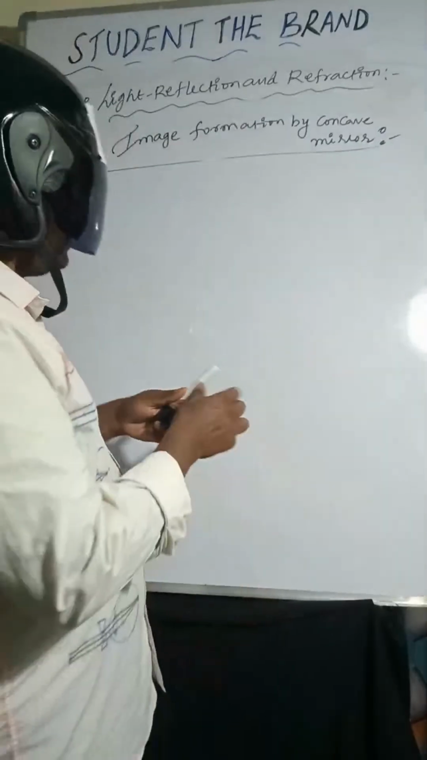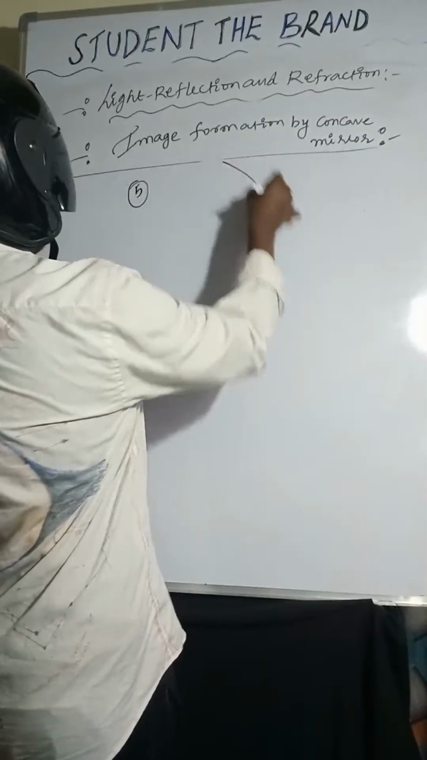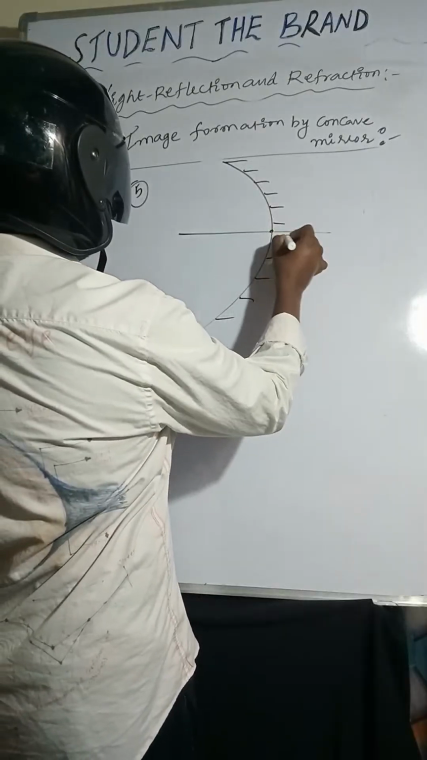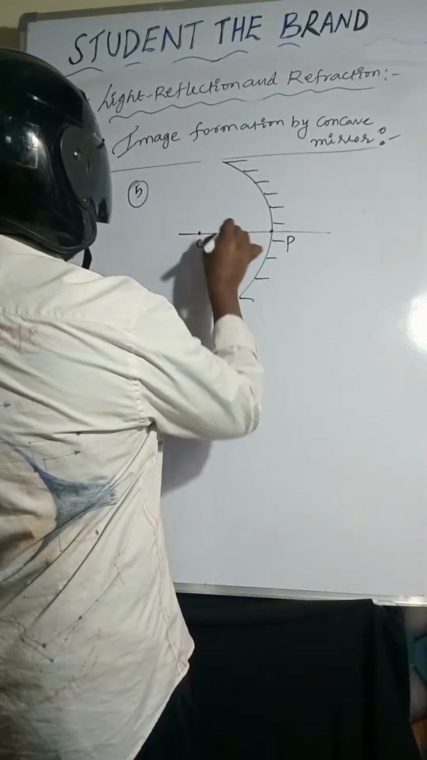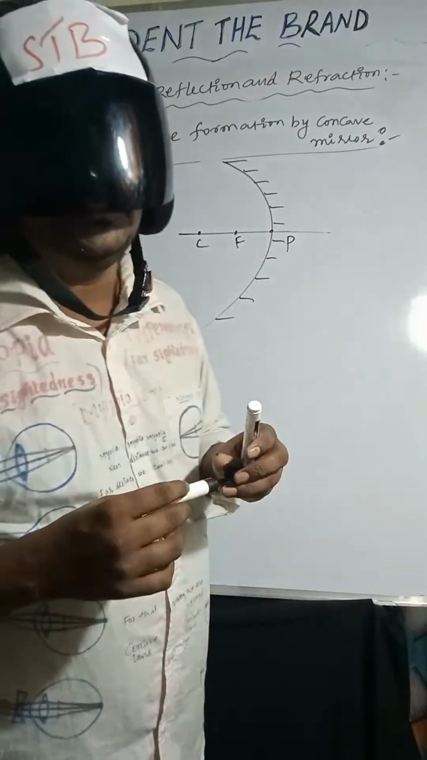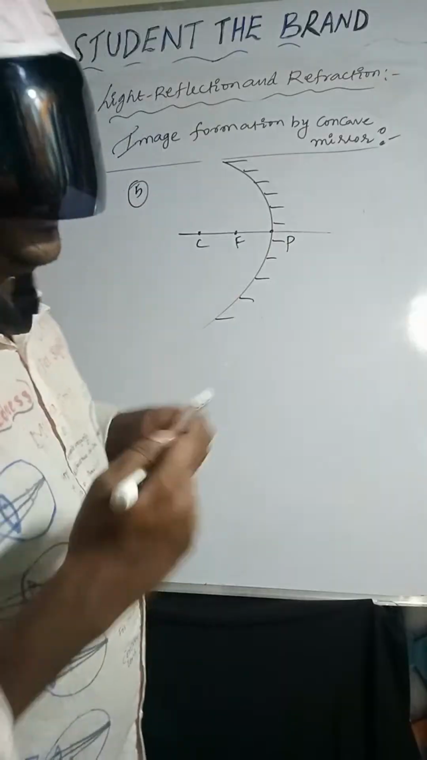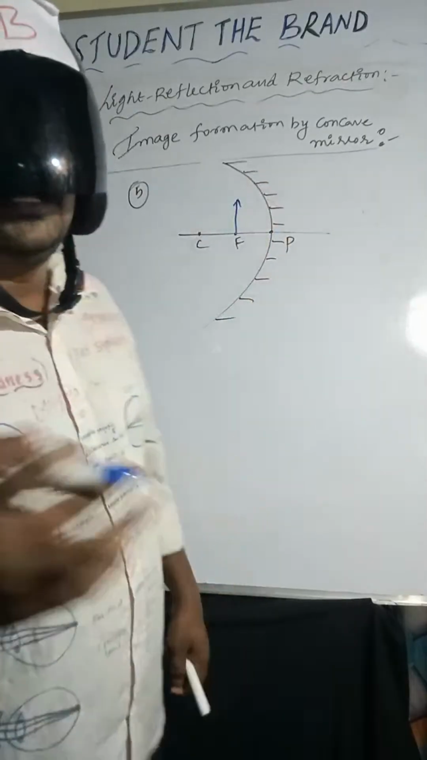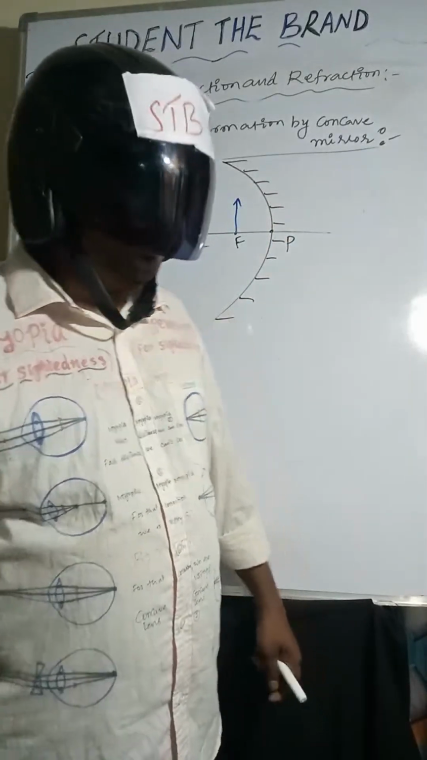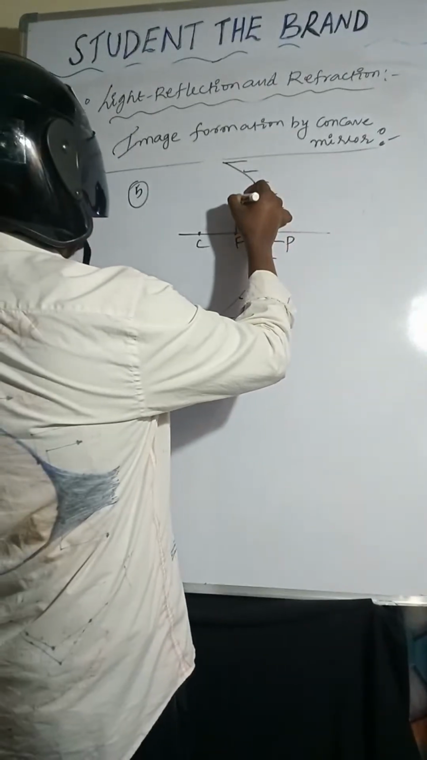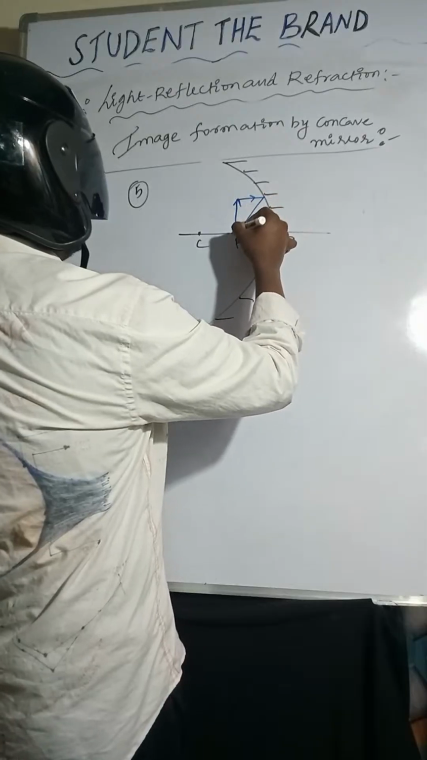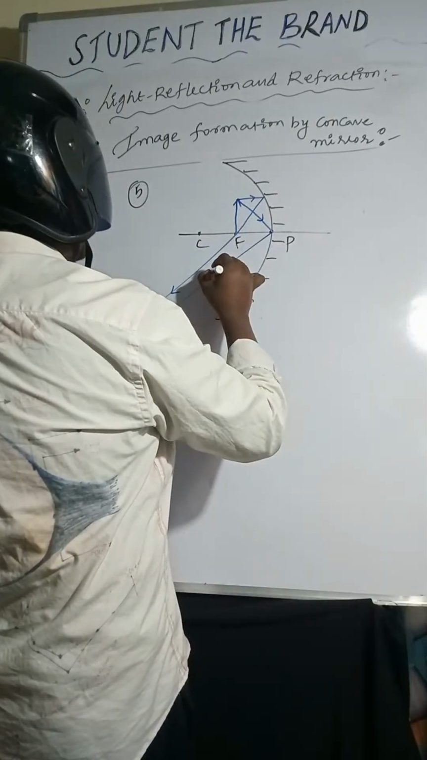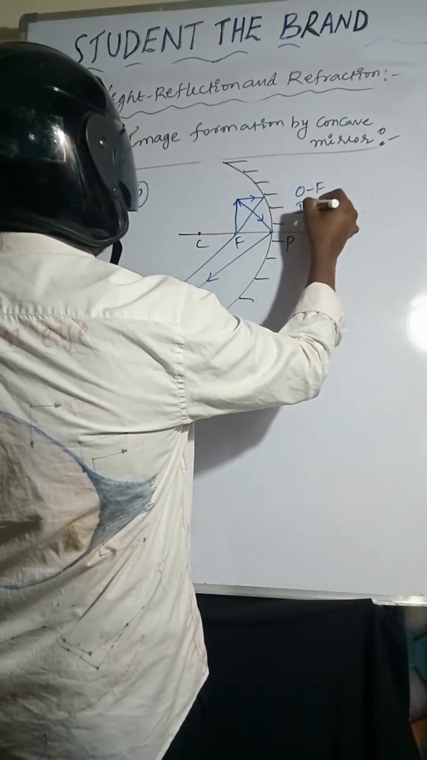So now you can see the fifth case. Here is the pole, focus, and center of curvature. Where do I have to take the object? The object is placed at F. Where will the image form? The image will form at infinity. So how many light rays? Two light rays. One light ray I am taking like this, and another light ray like this. The object is at F, and the image will form at infinity.